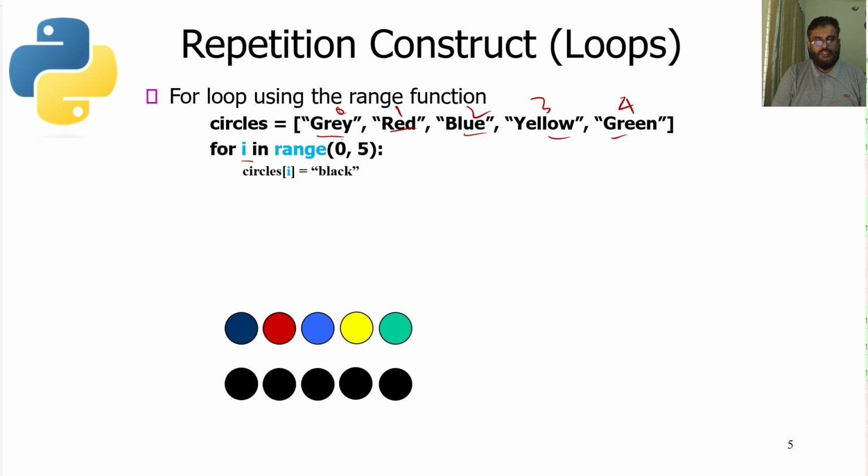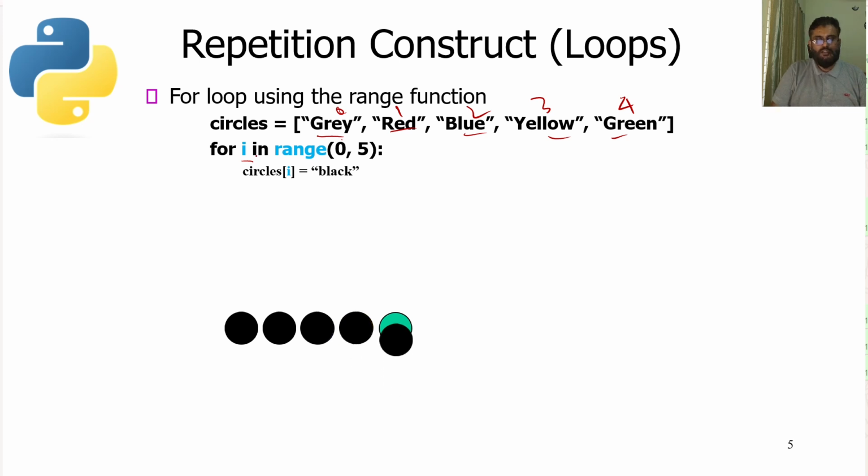Now I don't have to repeat the assignment statement 5 times. I just make use of the for loop, and I get the same result which I did on the previous slide. In this case, the loop will be achieving the result of this assignment of a black color to a colored circle by means of the statement circles I equal to black.